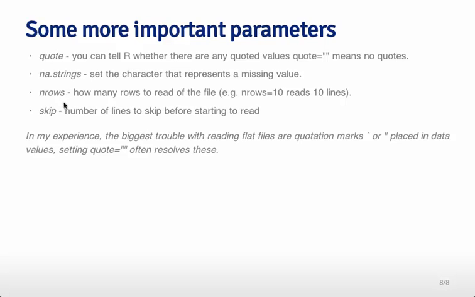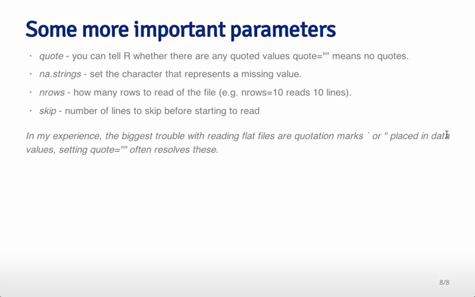nrows tells you how many rows of the file to read. For example, if you only want to read the first 10 lines of the file, you can use nrows equal to 10 as one of the arguments to the read.table function. skip will also tell you how many lines to skip before you read. For example, suppose you want to read the 3rd through the 13th line, you would set skip equal to 2 and nrows equal to 10.